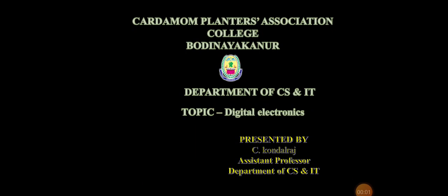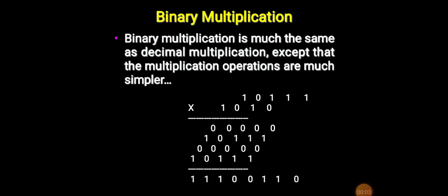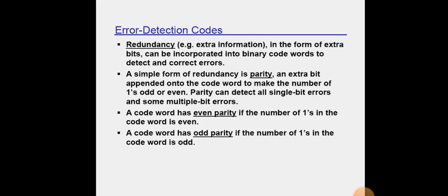Students, remaining topic digital electronics. Binary multiplication is much the same as decimal multiplication, except that the multiplication operations are much simpler. Here is an example of binary multiplication.